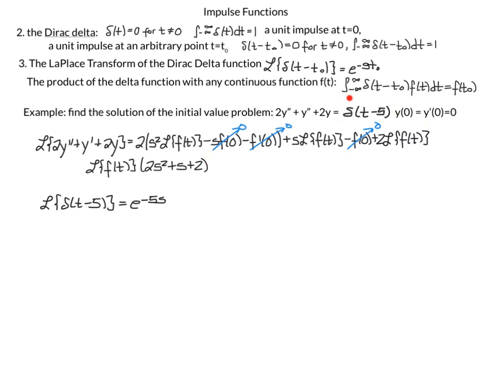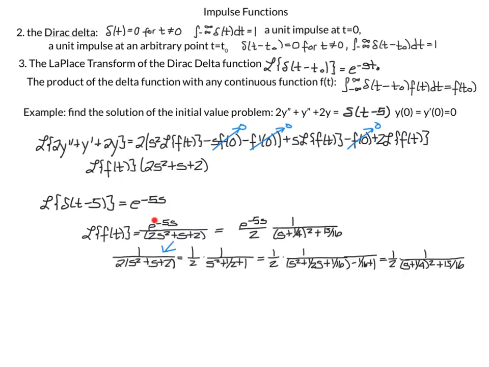On the right-hand side of the equation, I'll take the Laplace of the Dirac delta centered at t equals 5, and by our formula here, the Laplace transform will give me e to the minus 5s. Equating the left and the right-hand side of the equation, I get the Laplace transform is equal to e to the minus 5s over 2s squared plus s plus 2.